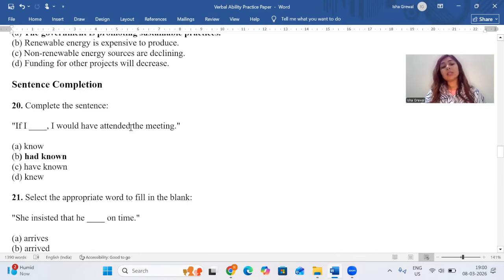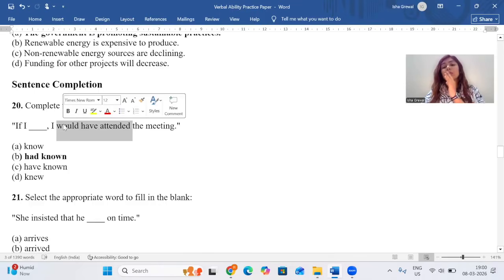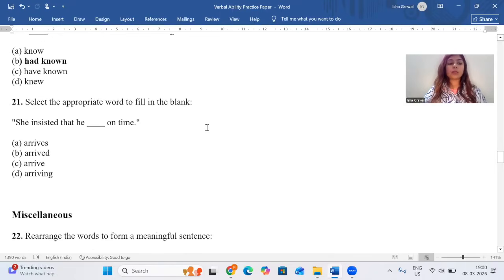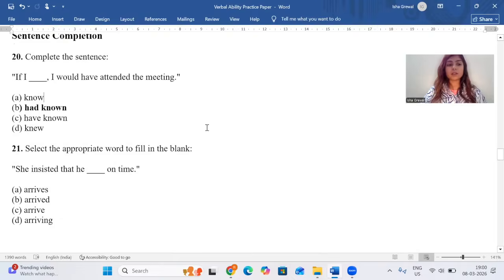So always remember that if would have attended is written, model plus have plus third form of verb is written, then past perfect ही आएगा. अगर लिखा होता if I would attend the meeting, then will use होता. Okay, so there are like 4 types of conditional sentences: 0, first, second, and third. They all have different rules. So understand that this is a second conditional statement. So had known will be the correct answer.